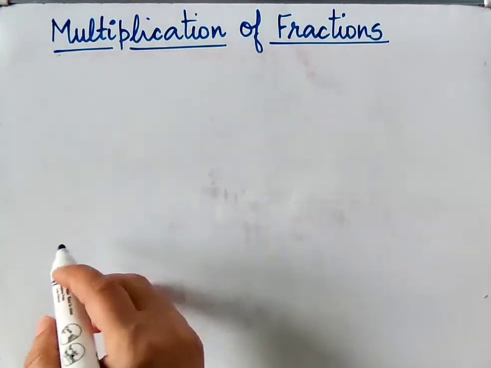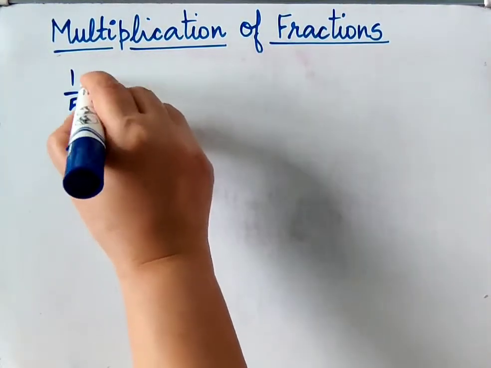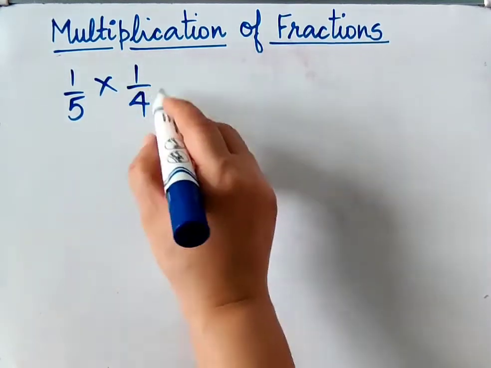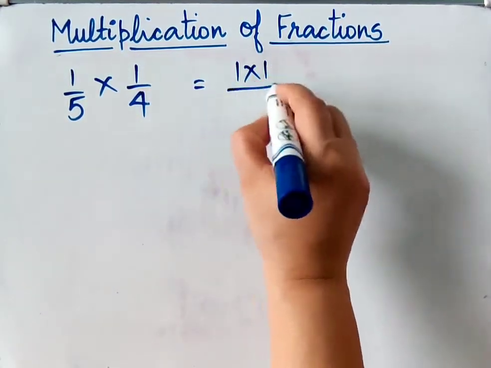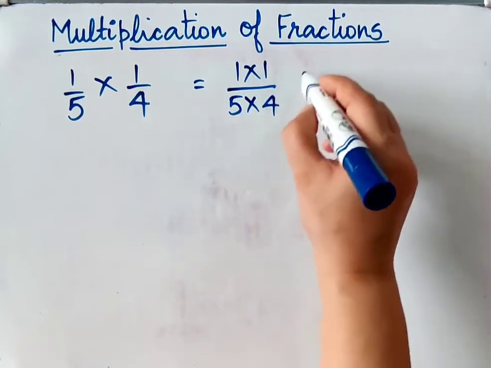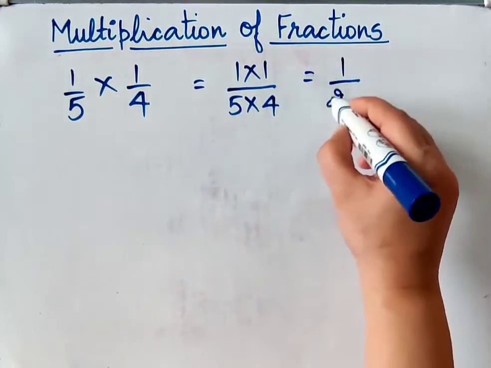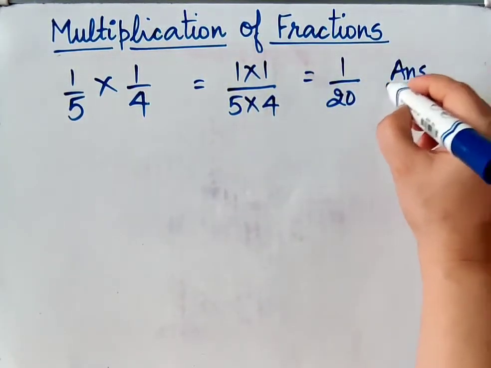Let us do some examples based on the multiplication of fractions. So 1 by 5 into 1 by 4. This will be 1 into 1 in the numerator, 5 into 4 in the denominator. That will give me 1. 5 4 times gives me 20. That is the required answer.